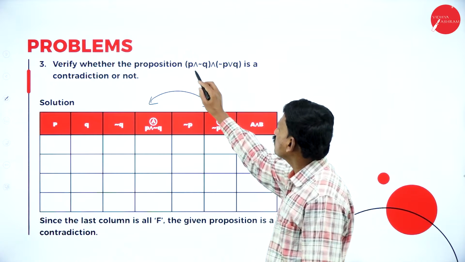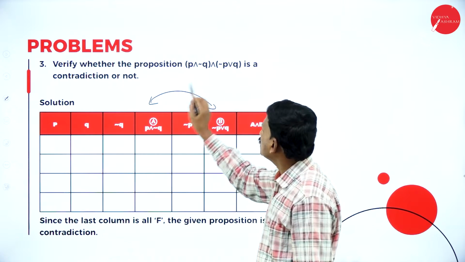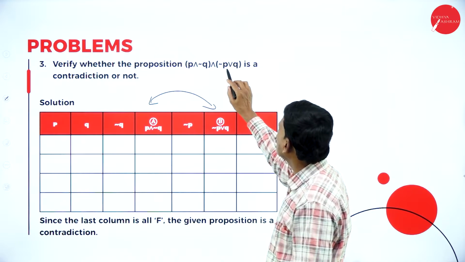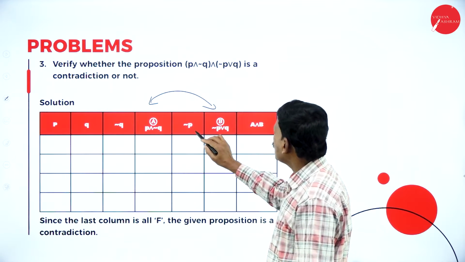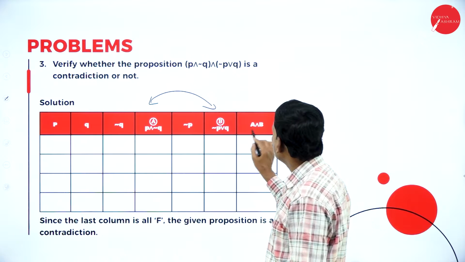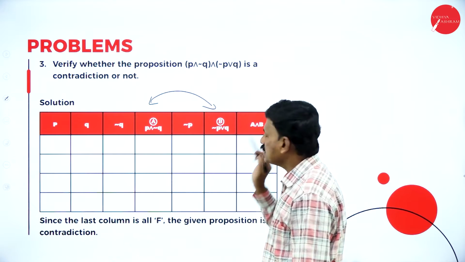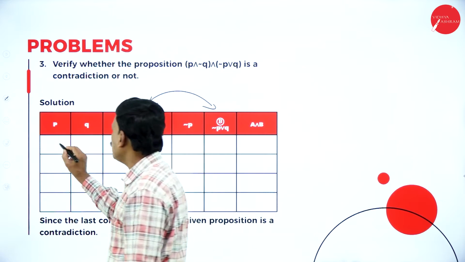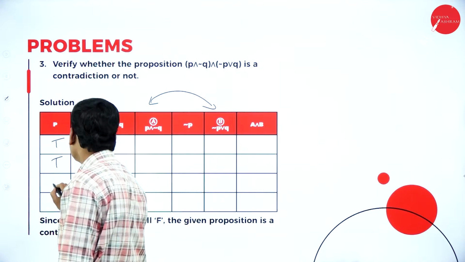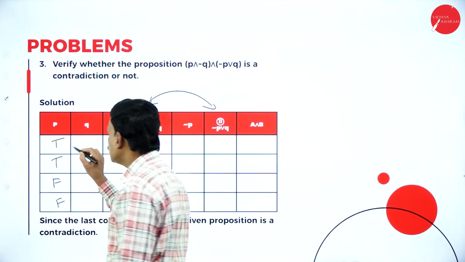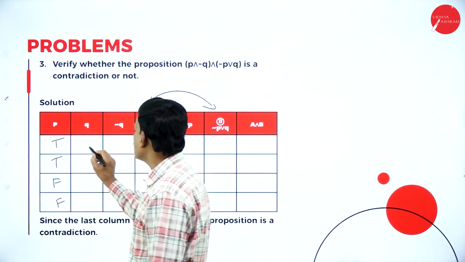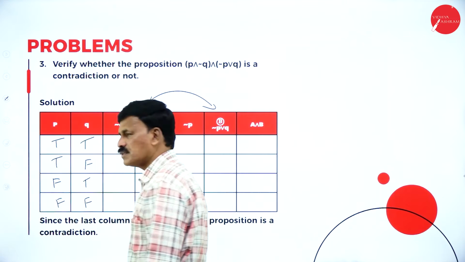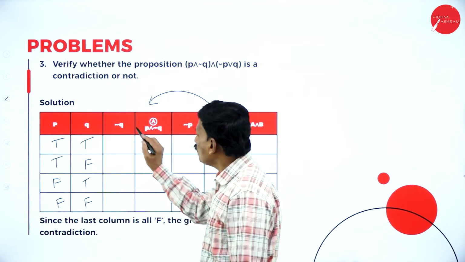Right, see, first P, then Q, negation of Q, then P conjunction negation Q, second part negation of P, then negation P disjunction Q, and the conjunction for A and B. Now, as usual, you know the truth values for P are T, T, F, F. For Q it is T, F, T, F. Right. Now, negation of Q.